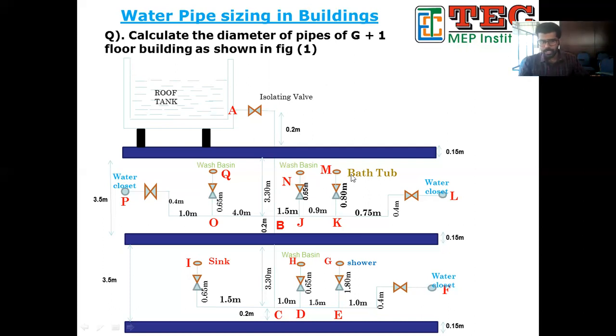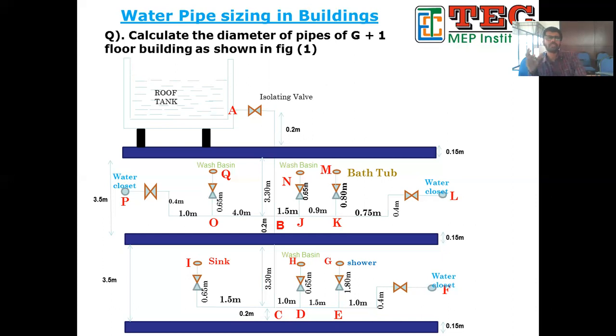So first, we have to draw a table. In that, in the first column, you have to write node. Then in the second column, you have to write description. Description means what is that? Is it a water closet or a bathtub or a wash basin or a sink? Okay. Then the third one is minimum pipe size.